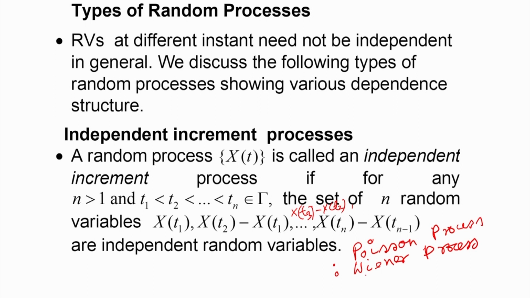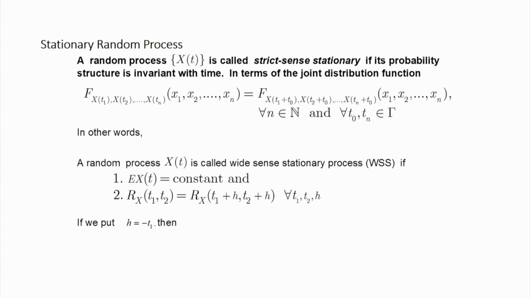So, Poisson process and Wiener process are examples of independent increment processes. So, here increments are independent. We can also consider a concept known as the stationary random process. Now, what is stationary? A random process x(t) is called strict sense stationary. This we abbreviate as SSS.